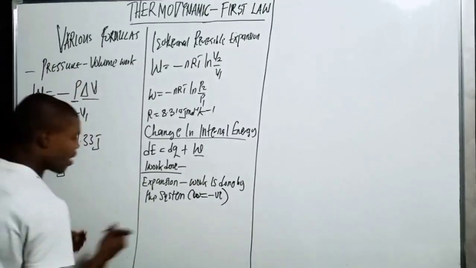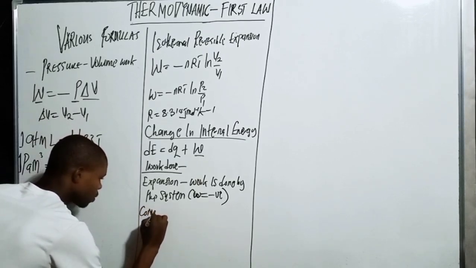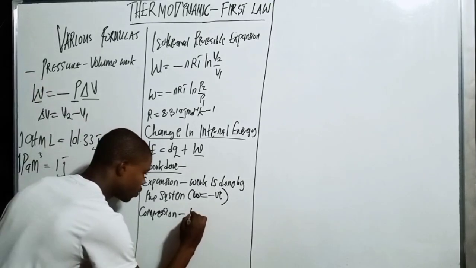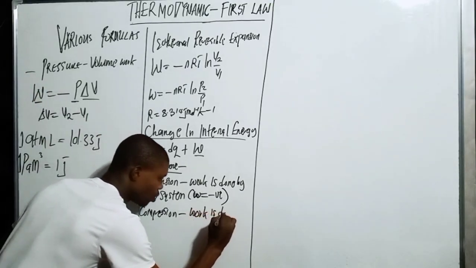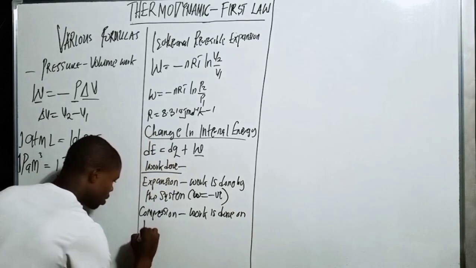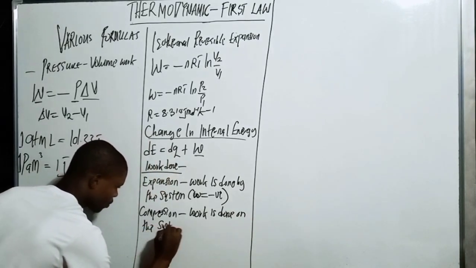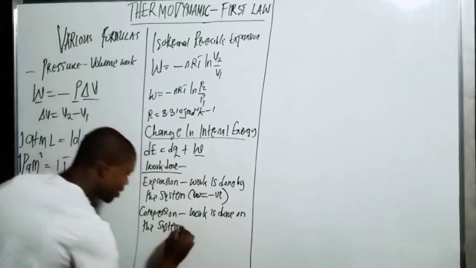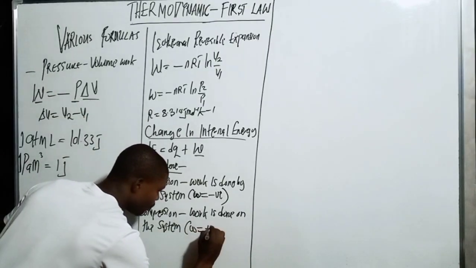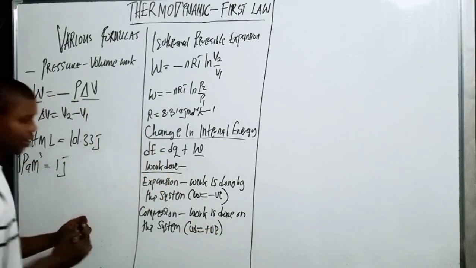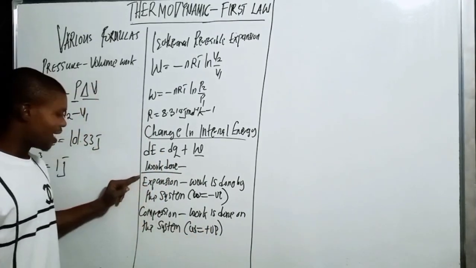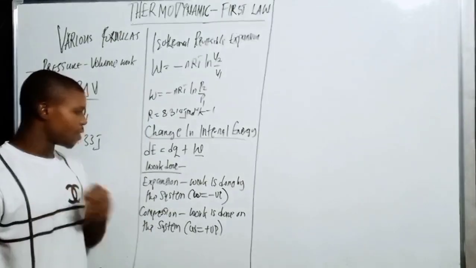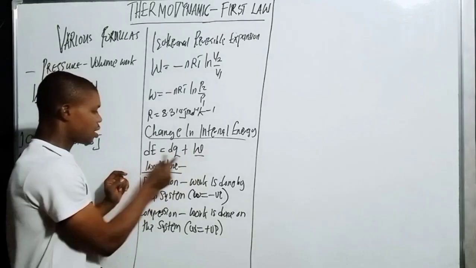The next one here is compression. Compression work is done on the system. And when work is done on the system, W is positive. Again, W is positive. So you have to pay attention to expansion and compression. It's very important because I want to see questions on it in the exam. So this is work done.